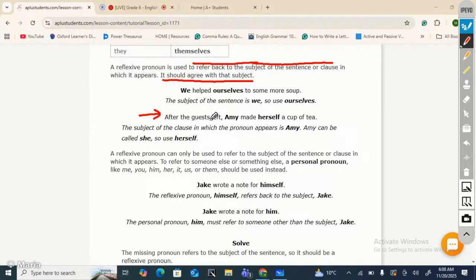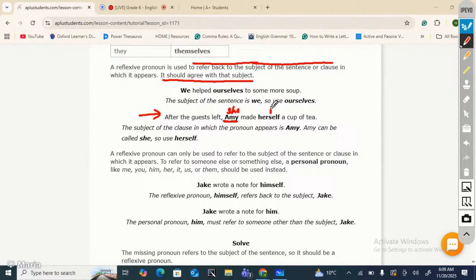After the guests left, Amy made herself a cup of tea. What is the subject in this sentence? Amy. Amy is the name of a female person. It can be called she as well. So let's say the subject is she or Amy. It doesn't matter because it's almost the same. One is noun, one is pronoun, but we know that in place of this noun, we can use she.